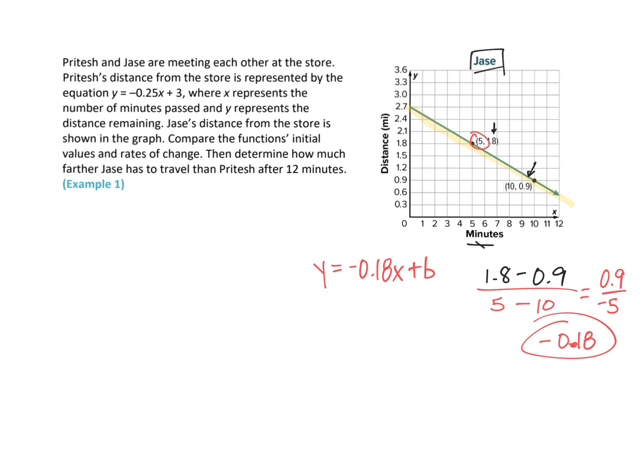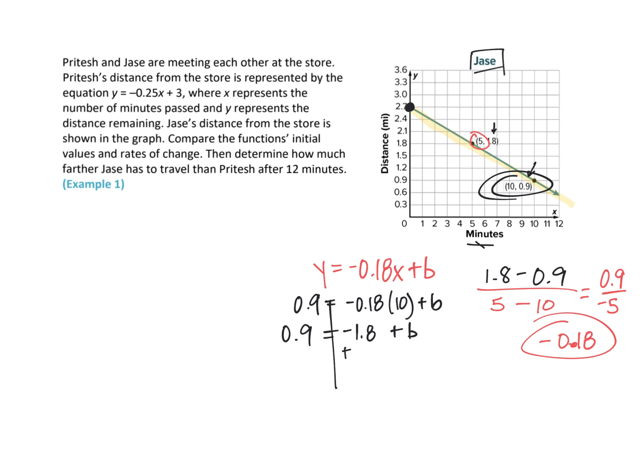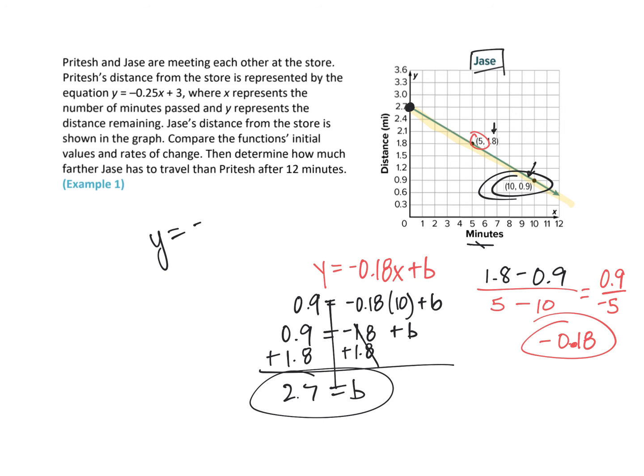Now, if I wanted to find the y-intercept or this initial value, it looks like 2.7, but to test it out, I'll just pick a point. I'll use this one, 10 and 0.9. So I'll put a 0.9 here. I'll put a 10 where the x is, plus b, and then negative 0.18. Now I just want to check it. If I multiply this first thing out, I get negative 1.8 plus b equals 0.9. I'll add 1.8 to both sides, and b equals 2.7. So I did solve this correctly. My final equation for that graph is y equals negative 0.18x plus 2.7.